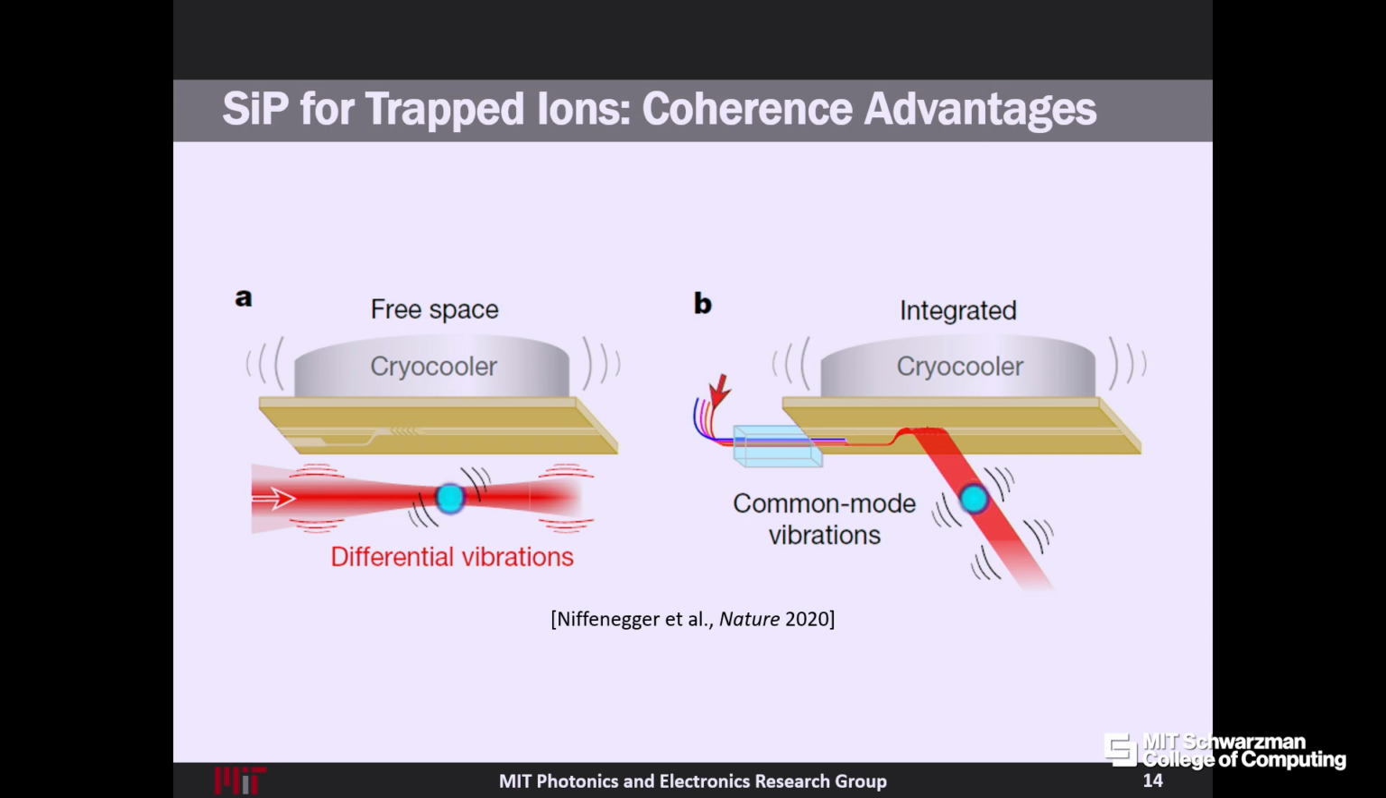When you move to integrated, now you have the light coming in, and it's actually emitting off of the same chip that the ion is registered to. The ion is trapped to that chip, and now we're going to emit all of the optical beams off the same chip. Everything is going to be nicely vibrationally stabilized. You're going to improve your coherence. You're going to improve your fidelity.